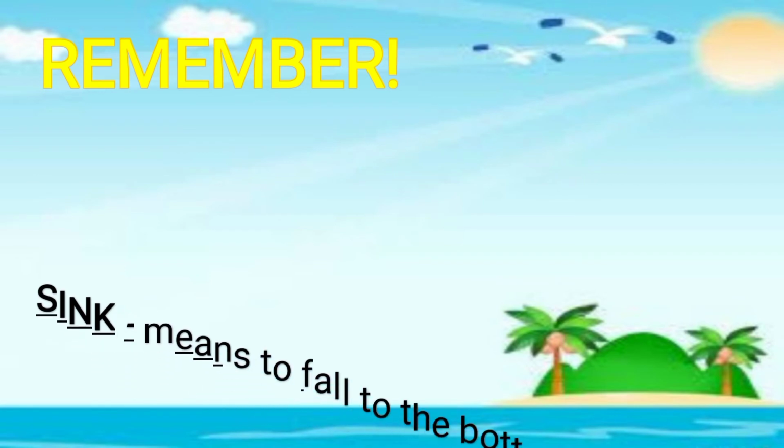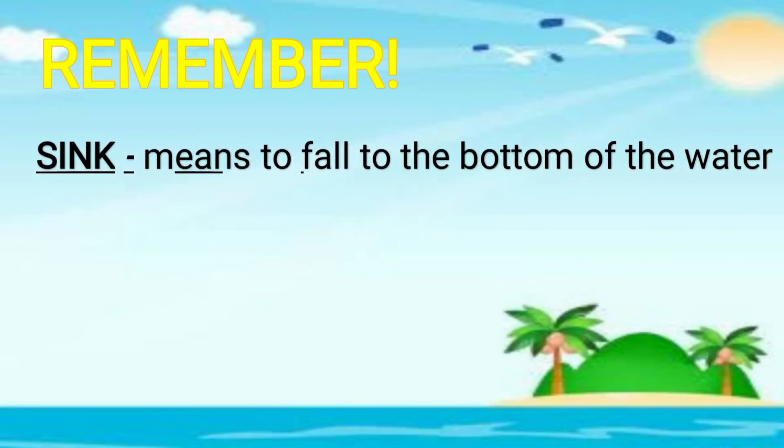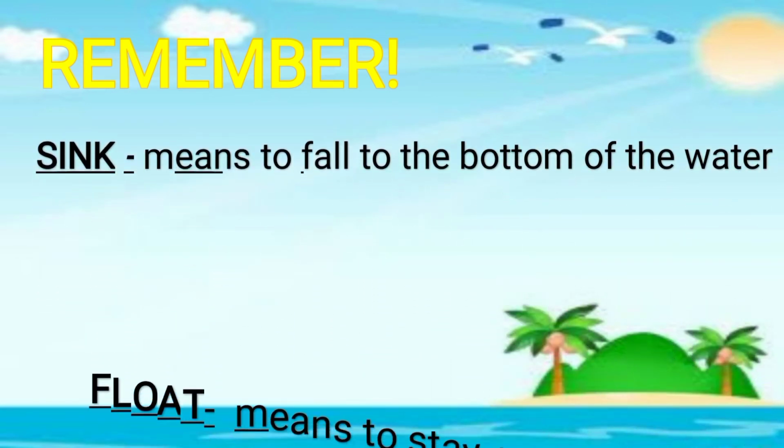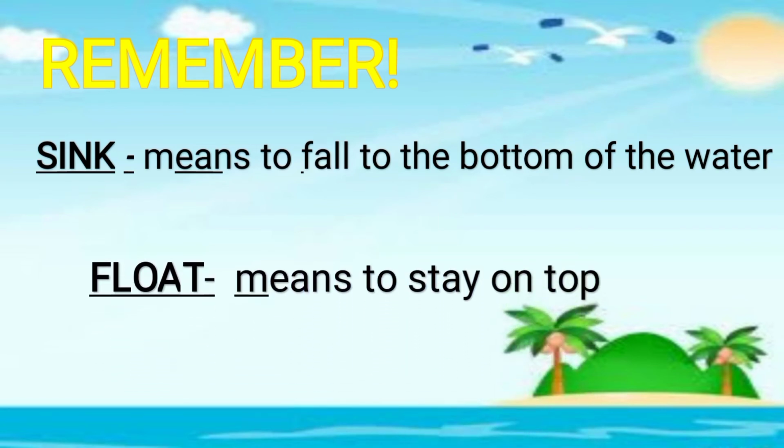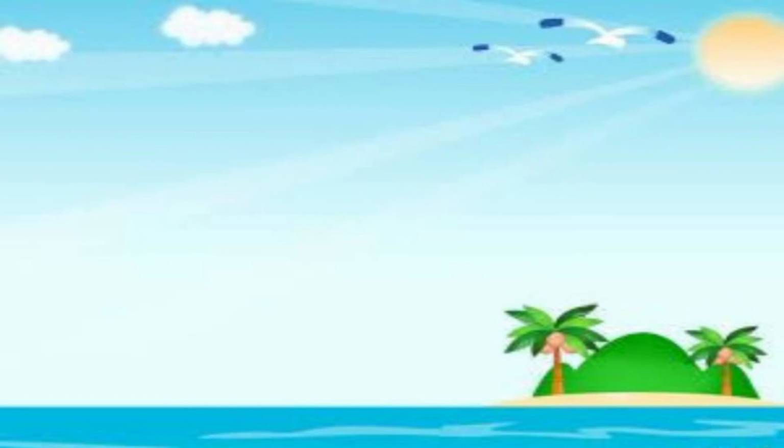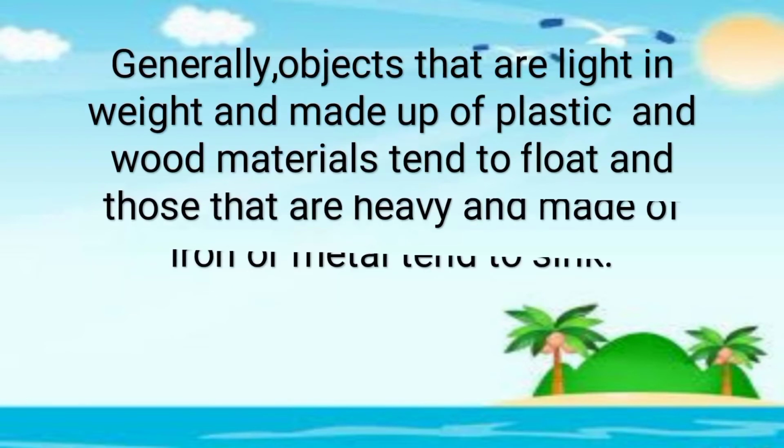So class, since you have understood the concept, let's remember this. Sink means to fall to the bottom of the water, while float means to stay on top. Remember, generally, objects that are light in weight and made of plastic and wood tend to float, and those that are heavy and made of iron or metal tend to sink.